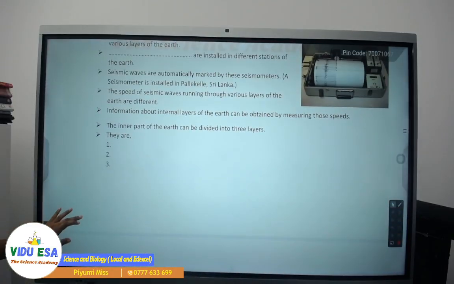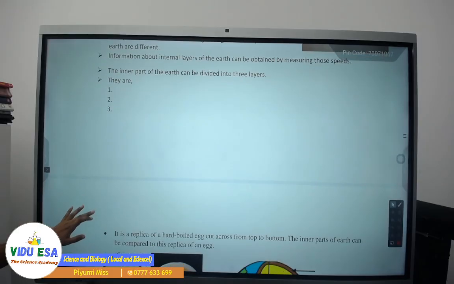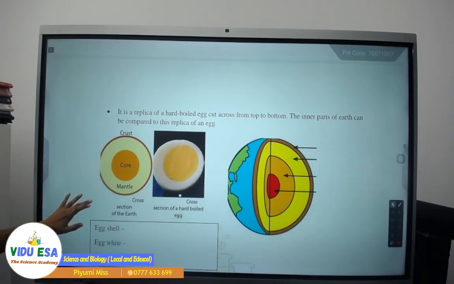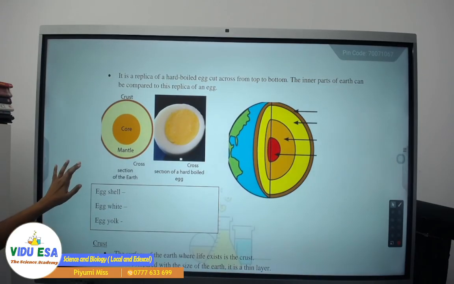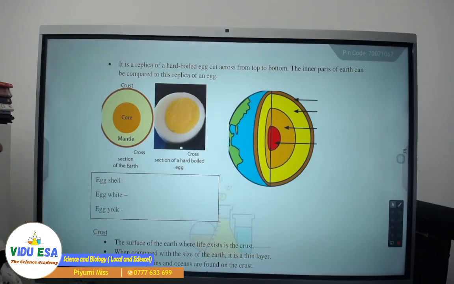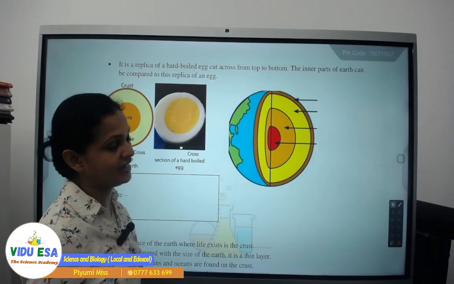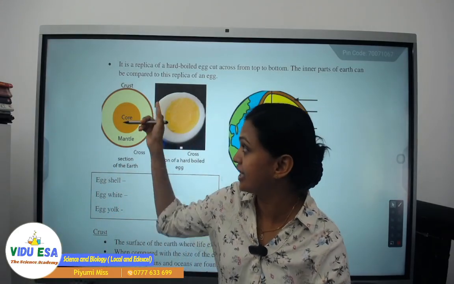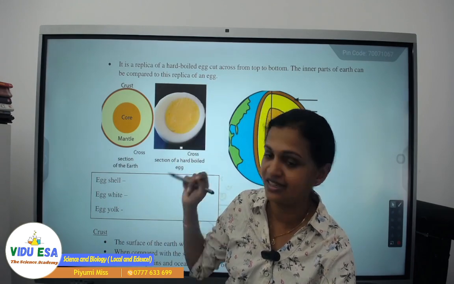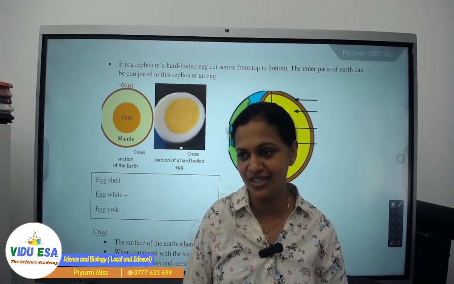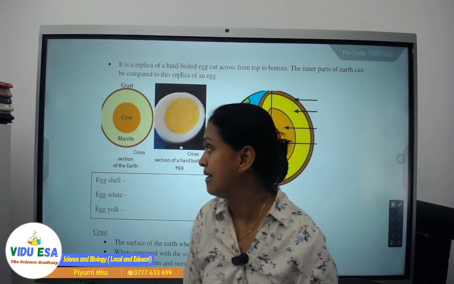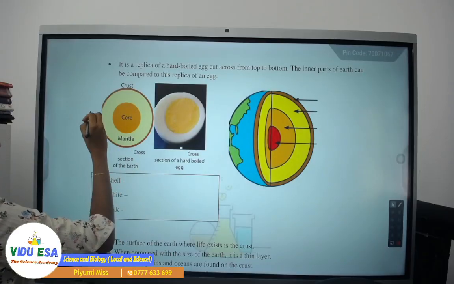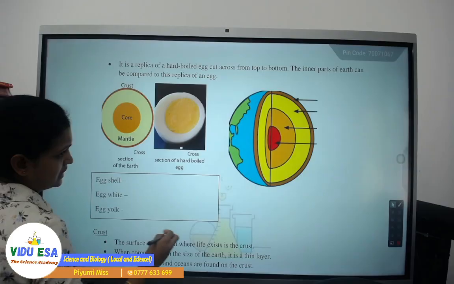The inner part of the earth can be divided into three layers. So you can write down here. I will show it from this diagram. So it is something like a replica of a hard-boiled egg. So we can't cut the egg with the shell. Therefore, the shell is not indicated here. But if we think that the shell is also there, the outermost part of the earth is known as the earth's crust.